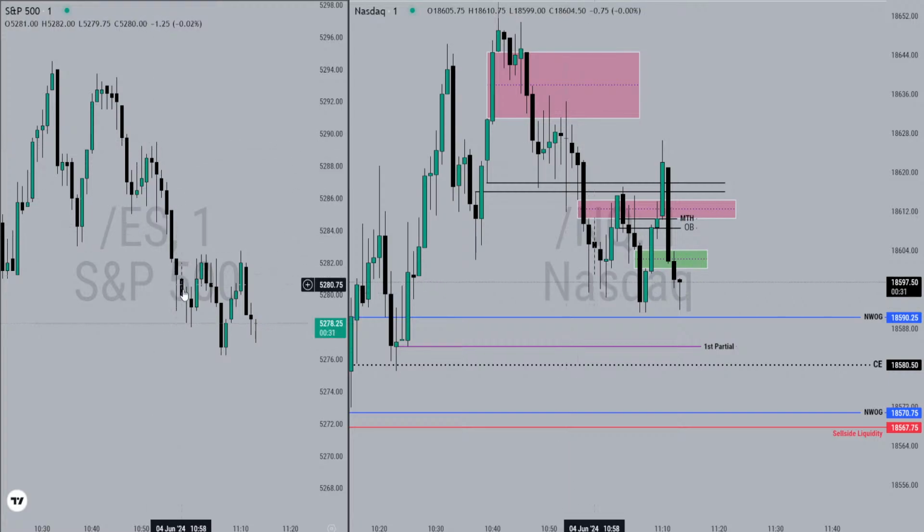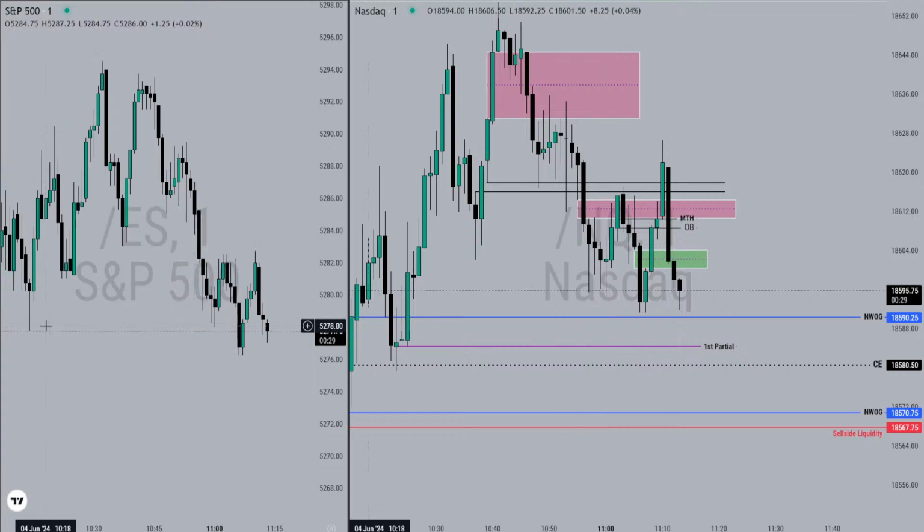After taking the sell side liquidity, market went lower, taking more sell side liquidity, went higher, didn't take any buy side liquidity. When market didn't take any buy side liquidity, you don't have any opportunity to take sell. But when it has taken the sell side liquidity, you have the opportunity to take buy. Then market fell, took the sell side liquidity again, and gave you the market structure shift.